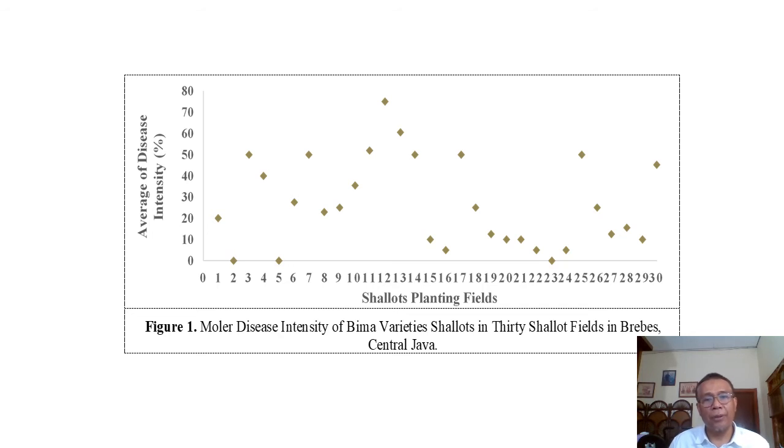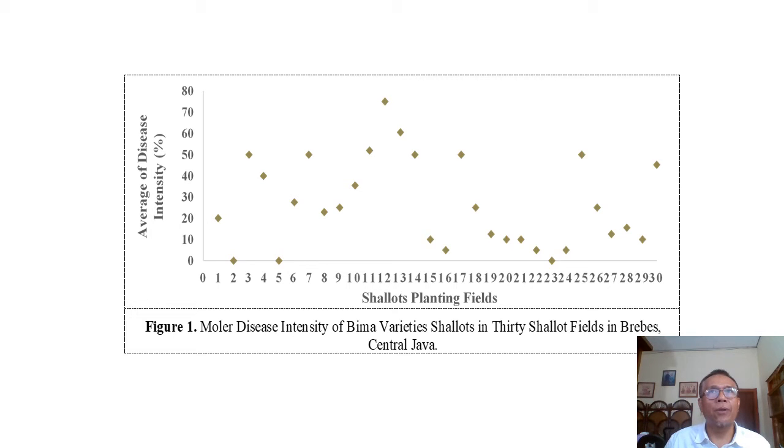In this figure, we can see that the moler disease intensity varied widely from 0, I mean almost 0, to 75%. The average value is 21%, and the standard deviation is also 21%.